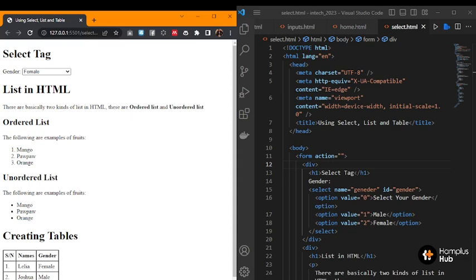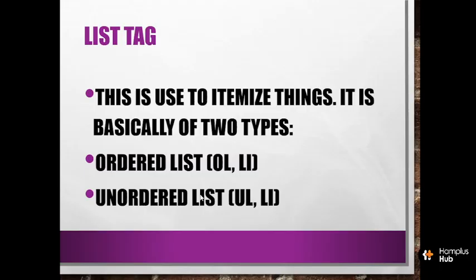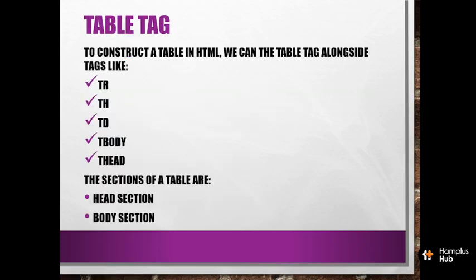Okay, briefly, let's look at the last definition before we go into the practical section, which is table. If you want to create or construct a table in HTML, you make use of the TR. TR stands for table row. You make use of TH. TH stands for table header. You make use of TD. TD stands for table data.